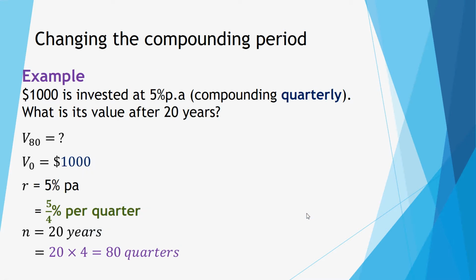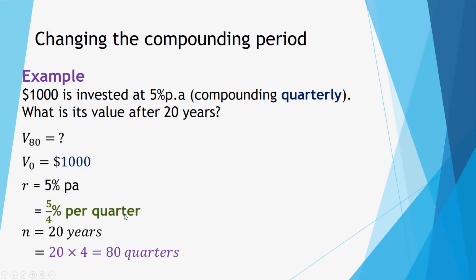$1,000 is invested at 5% per annum, and this one is compounded quarterly. We want to know what its value is in 20 years. First of all, let's look at the number of terms. 20 years multiplied by 4, because it's quarterly, and there's 4 quarters per year, gives us a total of 80 quarters. So we're trying to work out what is the value at the end of 80 quarters. Our initial value or investment was $1,000. Our rate was 5% per annum, which means per year. However, because we want to calculate per quarter, it's really 5 divided by 4% per quarter.